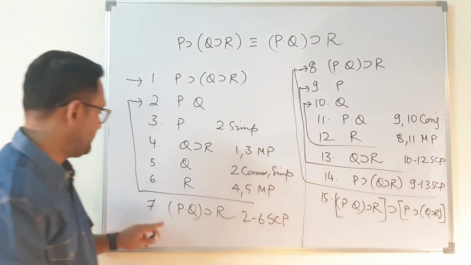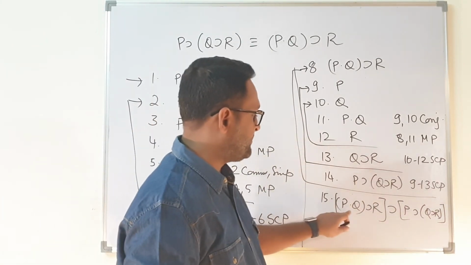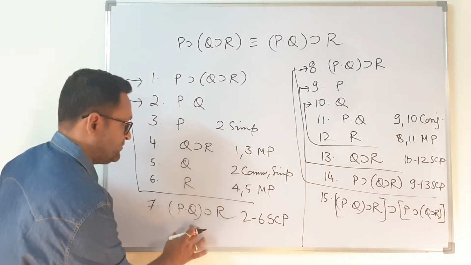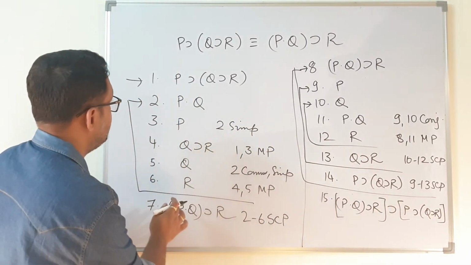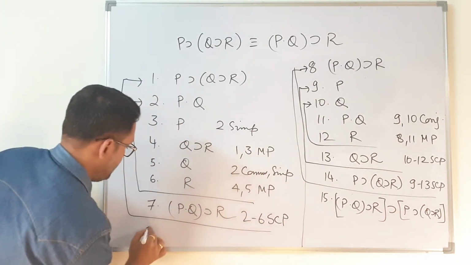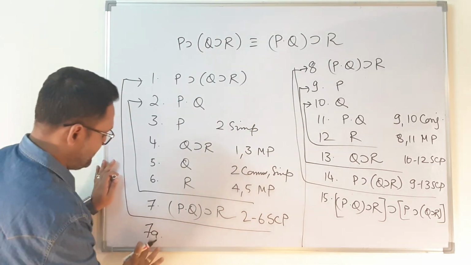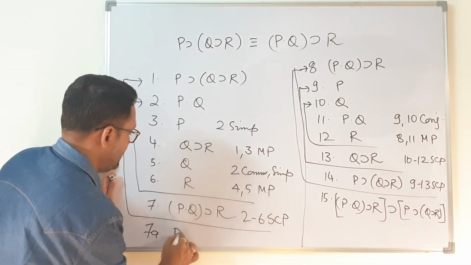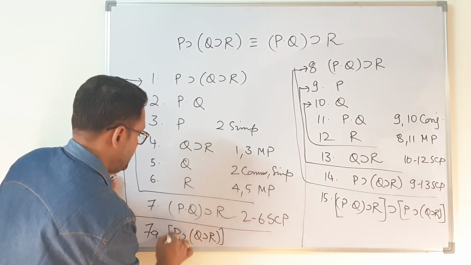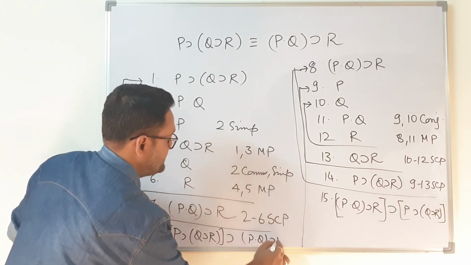So you have got on line number 7 P dot Q implies R. On line number 15 you have got P dot Q implies R, implies P implies Q implies R. Okay, I need to put the closure here as well. I will make it 7A because I have already used line number 8, so I am writing it 7A. So this will be P implies Q implies R, right? Implies P dot Q implies R.